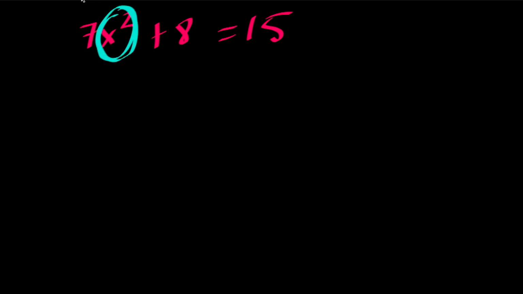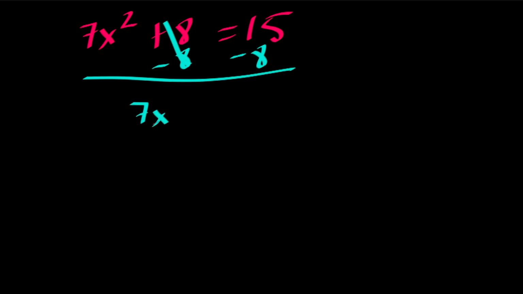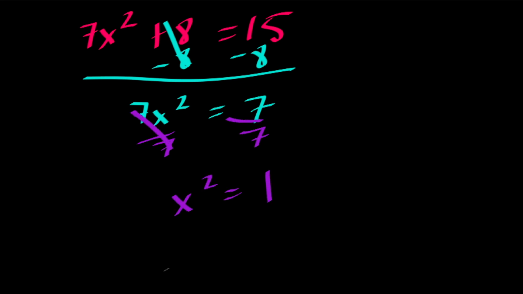All right, so now let's go to another example. Let's say we have 7x squared plus 8 equals 15. So now once again, we notice that our bx term is missing, so what we can do is isolate x squared. So we can subtract 8. We can say 7x squared equals 7. So now we can continue to isolate x squared and divide by 7. So x squared equals 1.